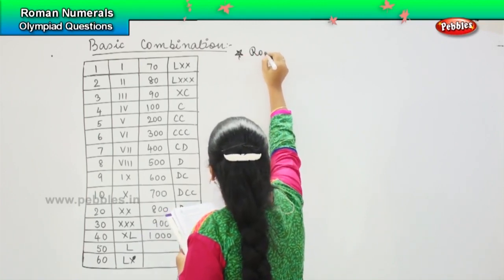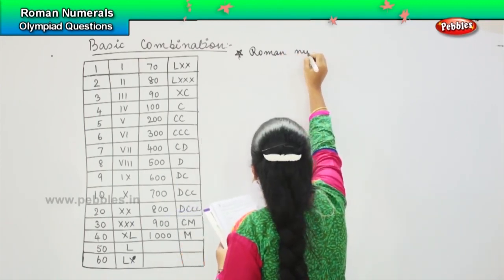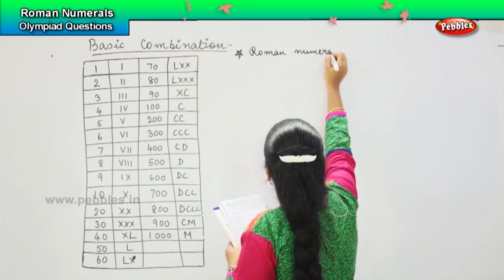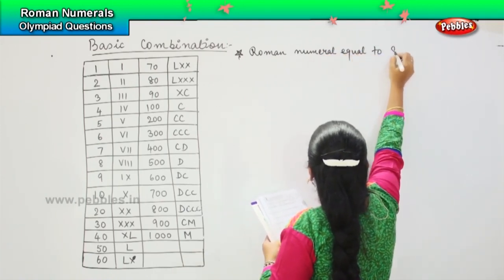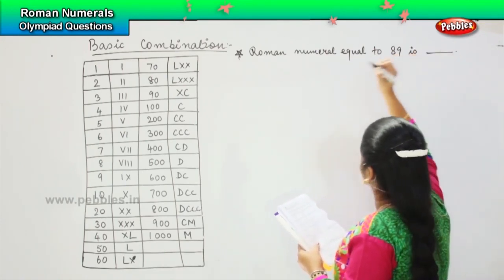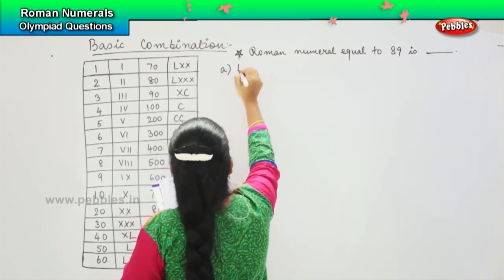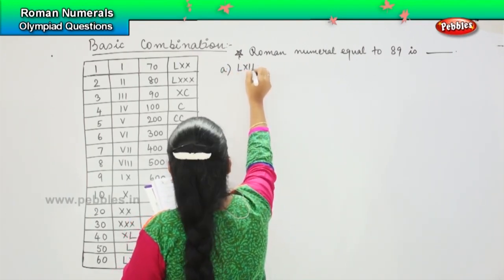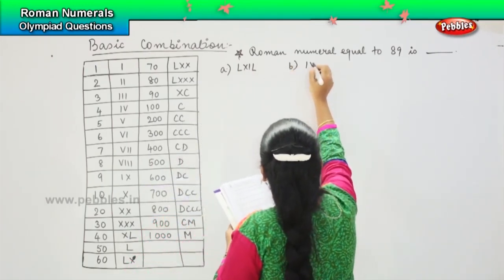Roman number equal to 89 is dash. And your options are XLIX. Option B, IXC.